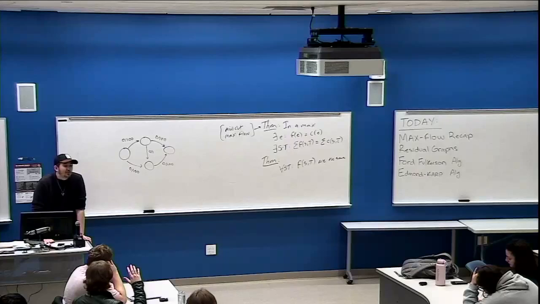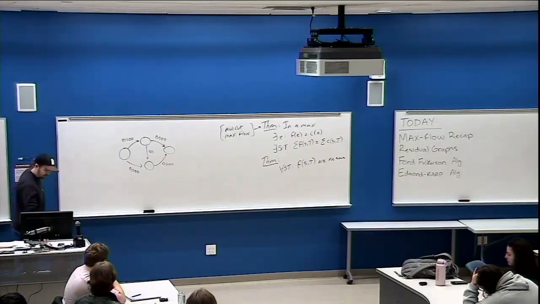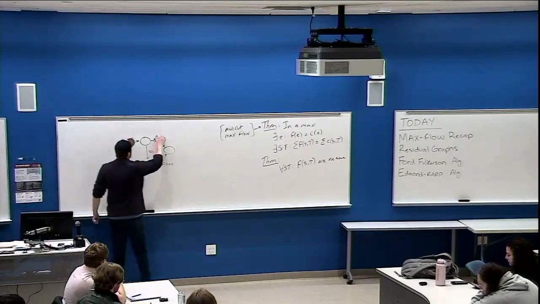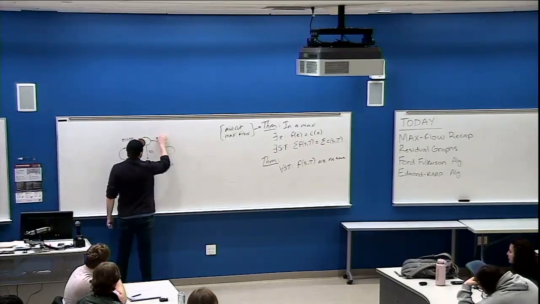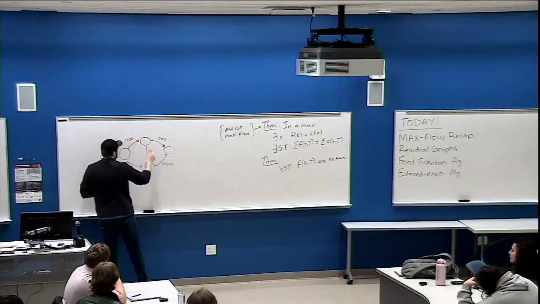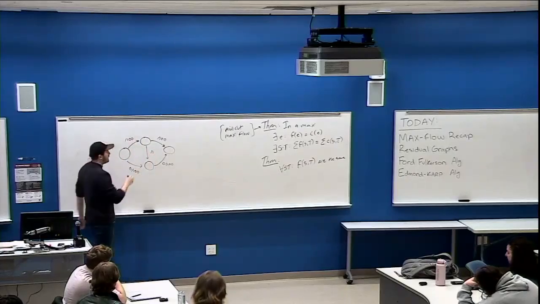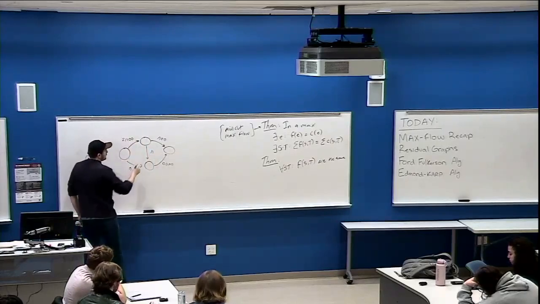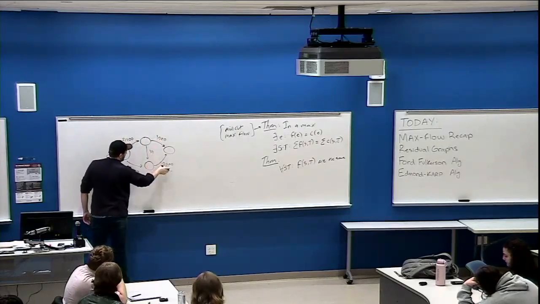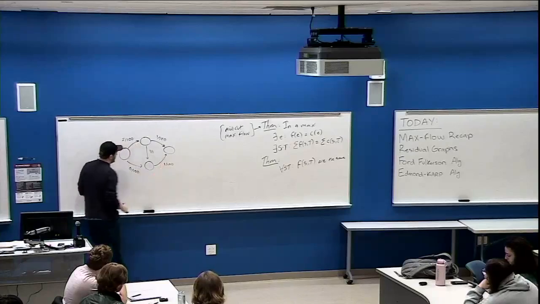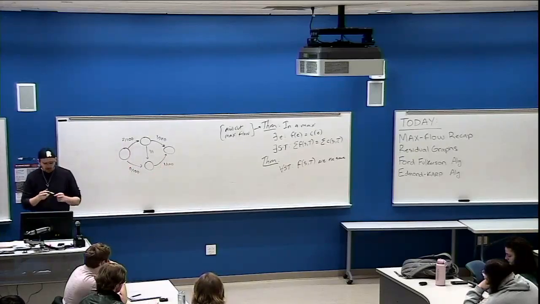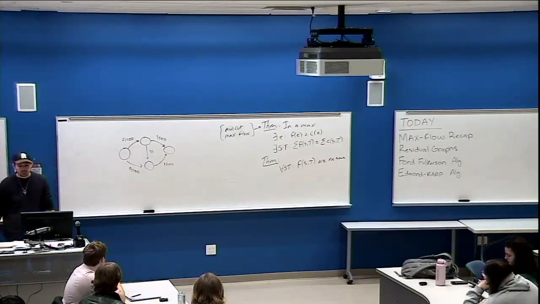I'm seeing too many familiar hands. I want people to think on this for a second. I'll ask you a different question to maybe help with this. Let's imagine that I had, instead of just zeros, let's say that I assigned some flow to start. Let's say I had 2 flow here, 1 flow here, 1 here, and 1 here. Say I started with that. How can I increase the flow?